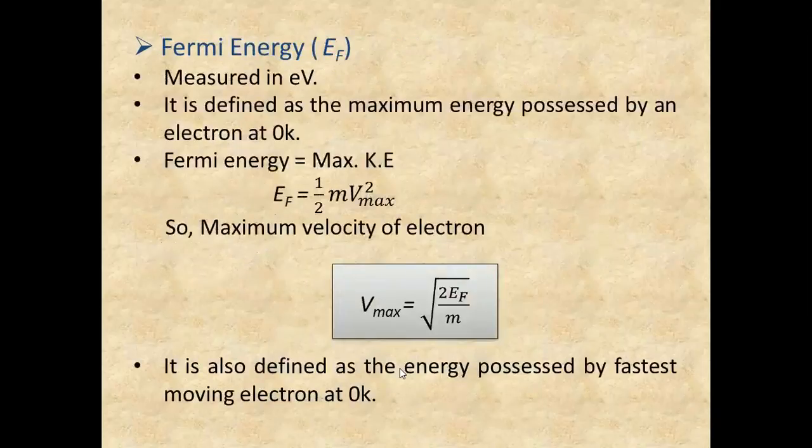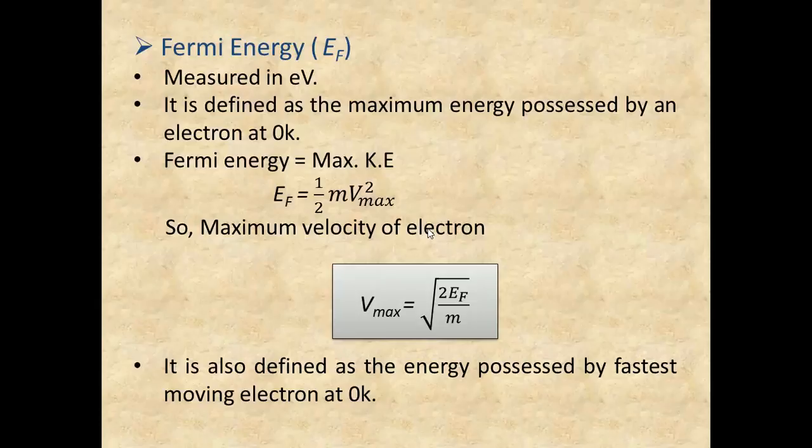Okay, so Fermi energy. What is Fermi energy? Fermi energy is represented by E base F. Of course, I have used this notation many times in the previous slides, lectures and everywhere, so I think you are very much aware of this now. Okay, so it's measured in electron volt always. It is defined as the maximum energy possessed by an electron at 0 Kelvin.